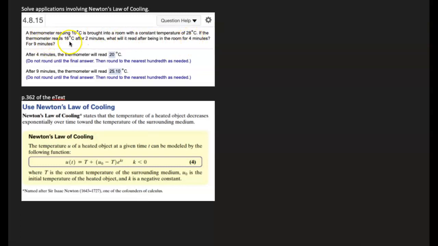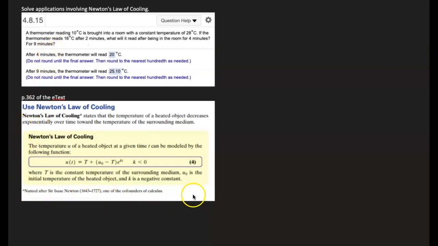If the thermometer reads 16 degrees Celsius after 2 minutes, what will it read after being in the room for 4 minutes and for 9 minutes? So those two questions themselves would be very easy if we just had a model. And this is where Newton's law of cooling comes in.